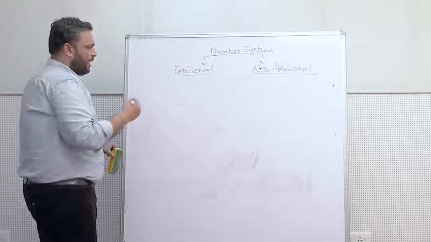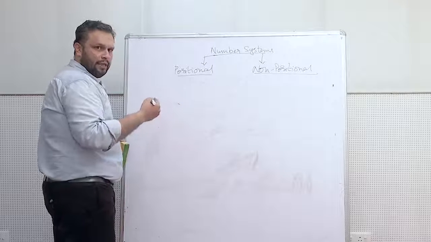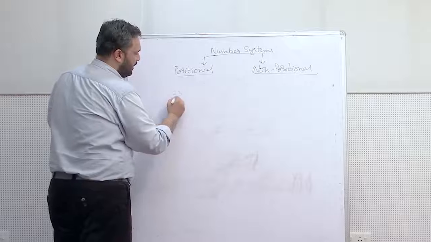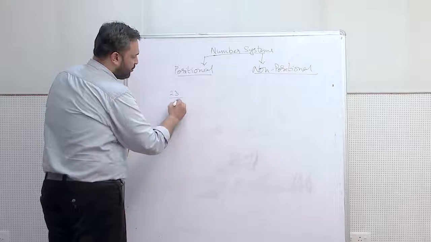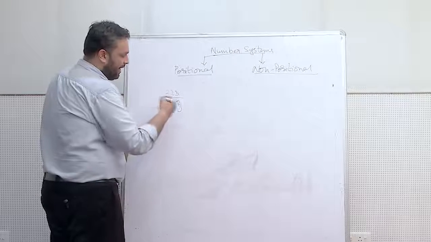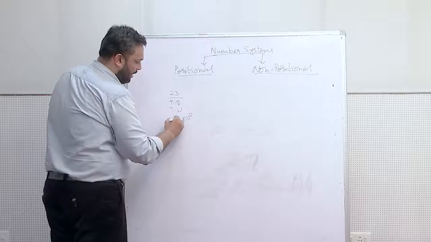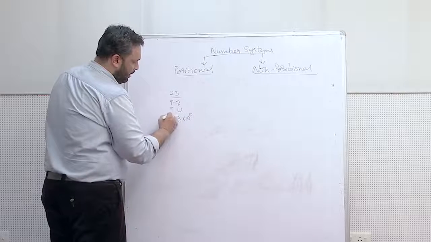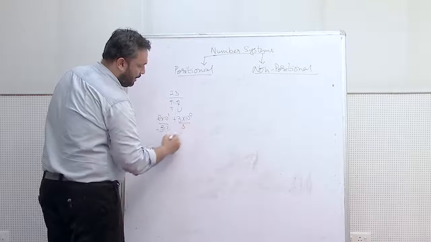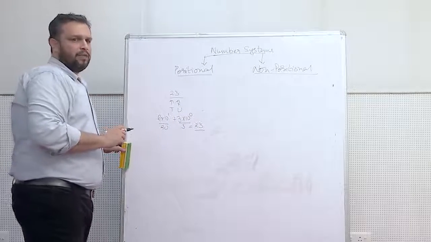Positional systems are those in which the position of every digit or numeral contributes towards the value of the number. For example, if I say 23 in the decimal number system, then the position of 3 is units and the position of 2 is tens. It means that 3 contributes 10 raised to power 0 and 2 contributes 10 raised to power 1. This is the value 20 and this is the value 3. So the total is 23.